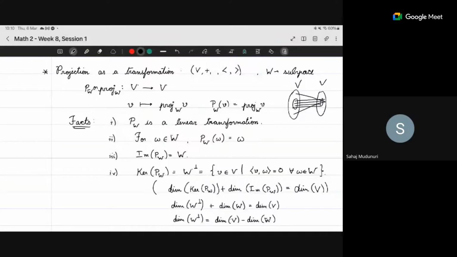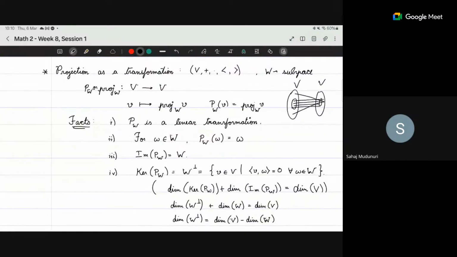Sir, could you just explain how, without the standard basis, if you multiply the vector, why isn't the function coming? Oh, that I'll explain. One minute, sir.